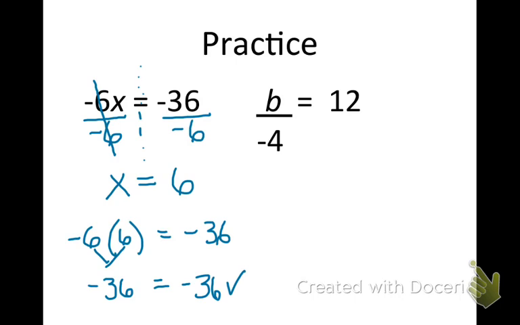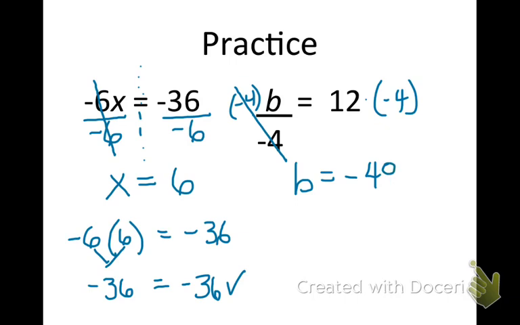Looking at the other problem, the other equation, b divided by -4. To undo dividing by -4, we multiply both sides by -4. These cancel out. Bring down the b. 12 times -4 is going to be -48. To check your work, substitute in -48. Divide that by -4. Do the math. It should equal 12, and it does.